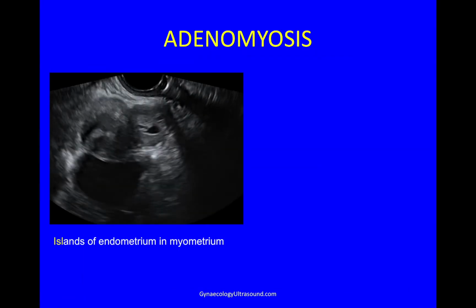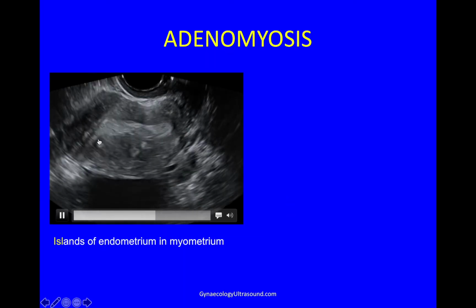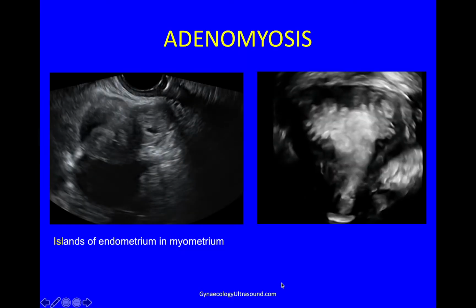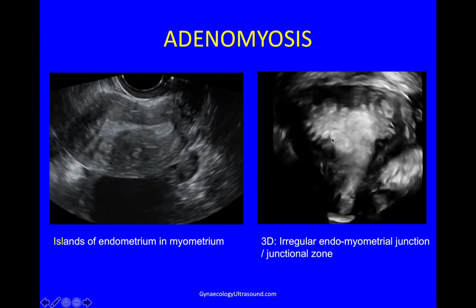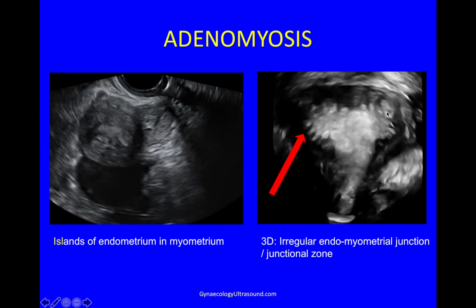Some other times you can see islands of endometrium in the myometrium. You can see this clearly here. This is severe adenomyosis. And you can put your 3D on, and then you would see an irregular endomyometrial junction with all this budding that you can see, an irregular junctional zone.